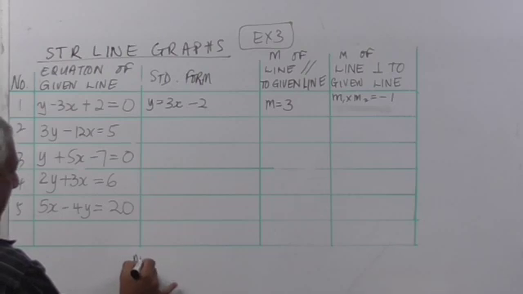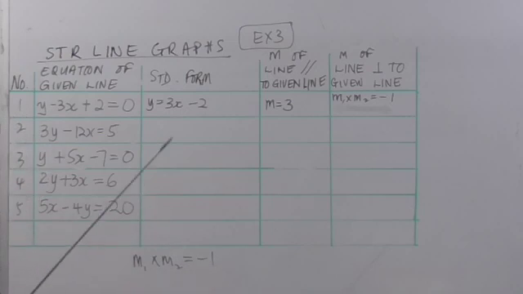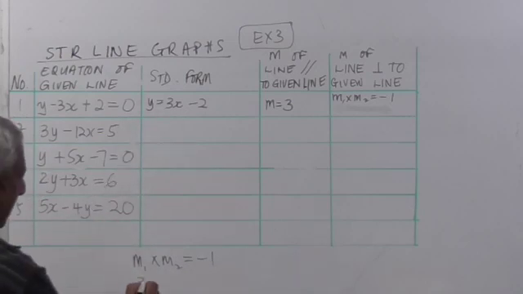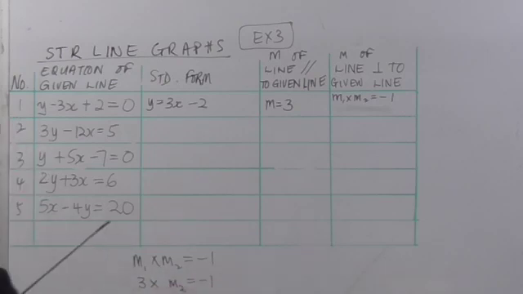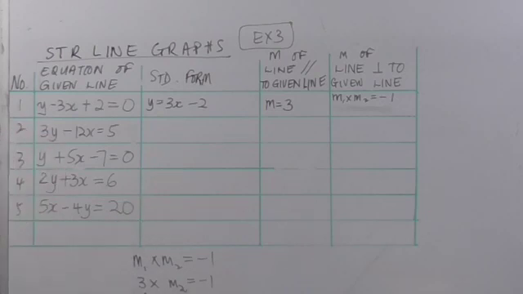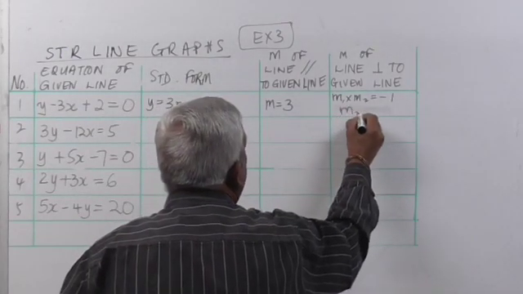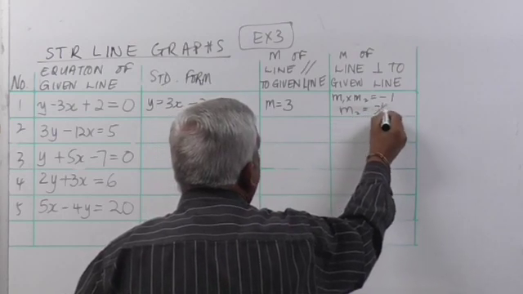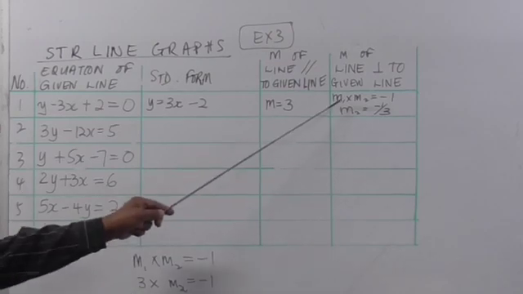So the gradient m1 times m2 must give me -1. This gradient is 3. So this will be 3 times this other gradient which I don't know will give me -1. So I'm trying to solve for m2. So m2 is equal to -1 divided by 3. Because it's multiplied here, I have to divide there. So the final answer is m2 is equal to -1/3. So therefore my answer here is the gradient is equal to -1/3. You see, I did a little bit of working. So you'll have to do a little bit of working to get that answer there.